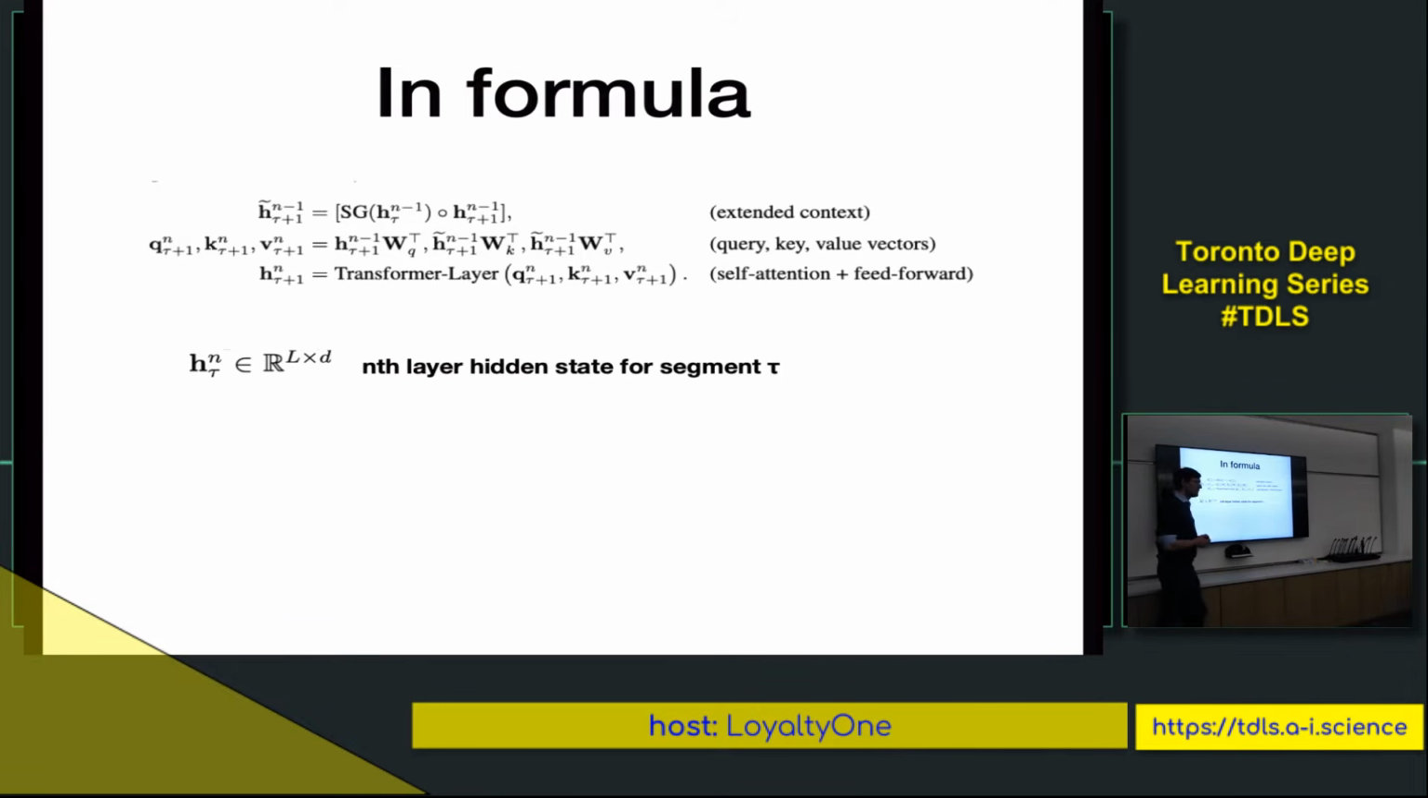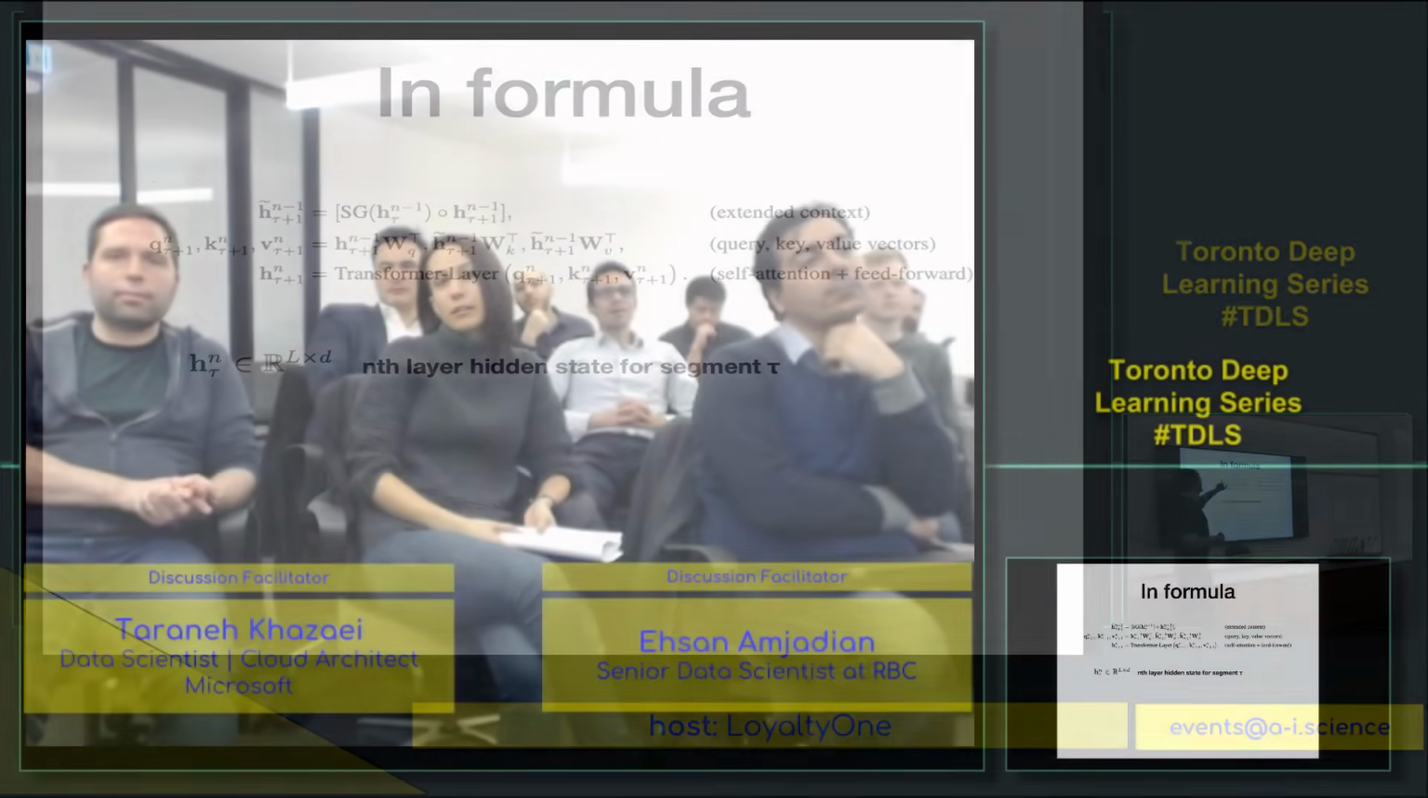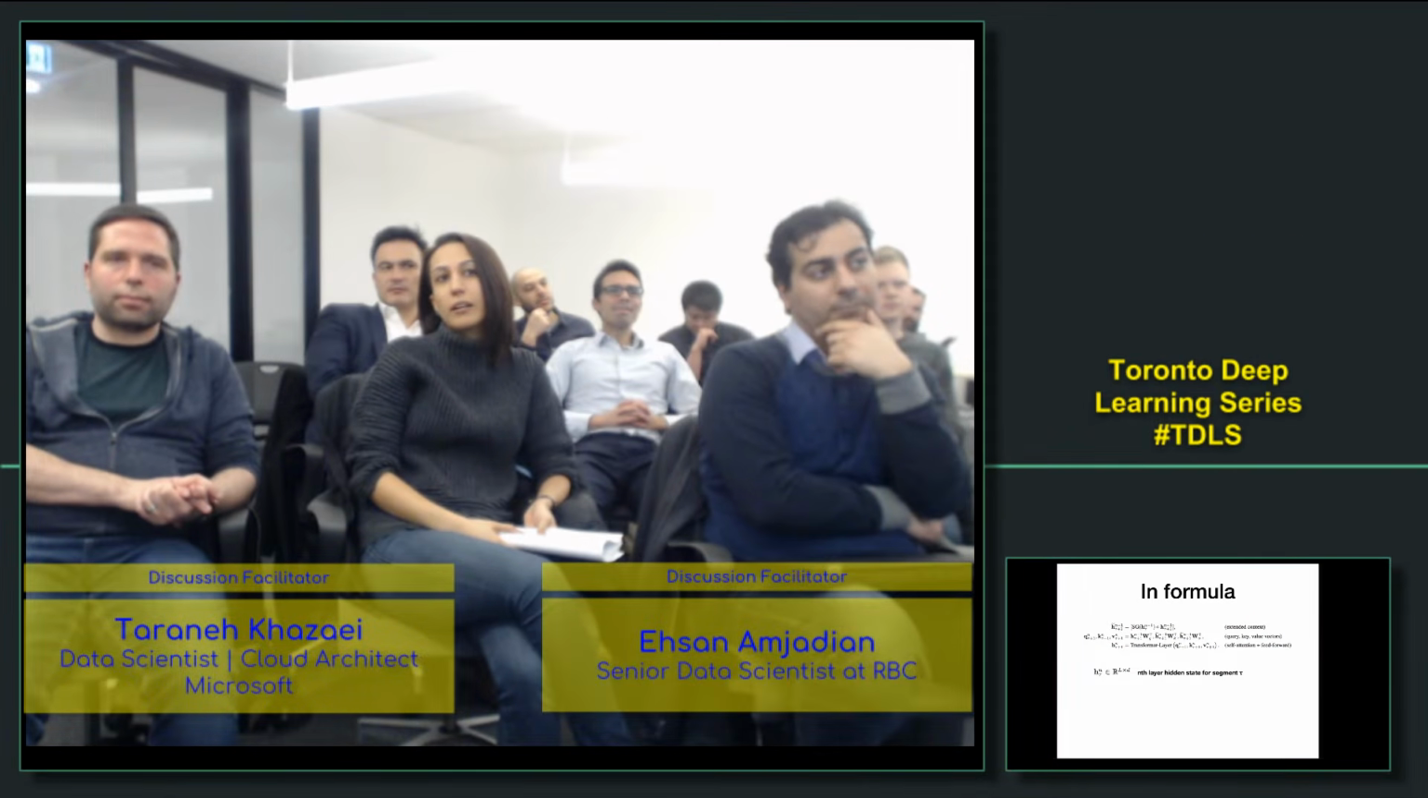Can you just define D and L for us? So L is the sequence length, and D is the number of hidden dimensions. And 2 times L is twice the sequence length, because they concatenate them in the length dimension. Yeah. So they get concatenated in the length dimension, exactly.